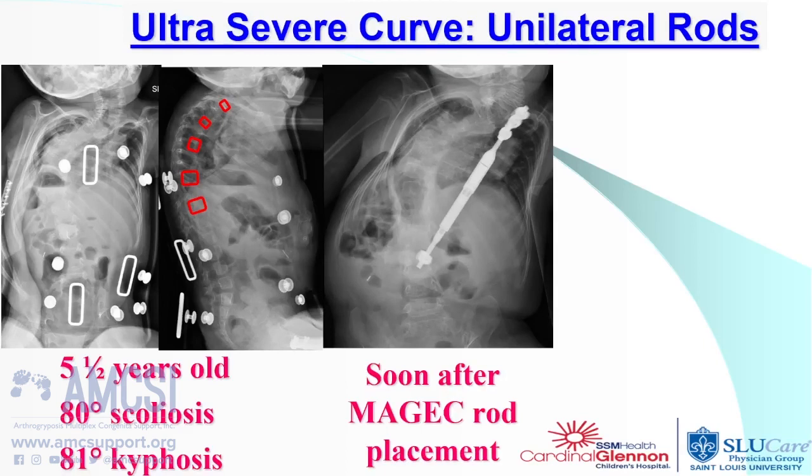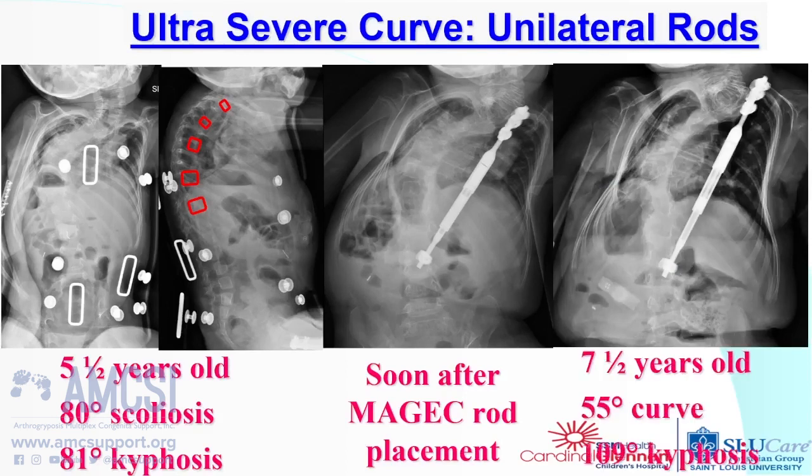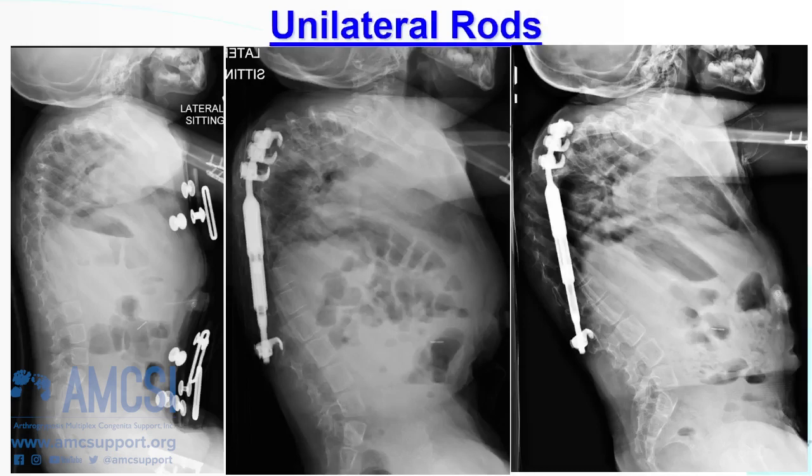So instead, we just lay a single rod on one side, and you try to use that a little bit like a car jack. If this is the curve, we put the rod here, we're just trying to jack up the curve slowly like that. And we're able to get a fair amount of lengthening through that. But again, just a very big and very difficult curve to work with. And here's a similar case.